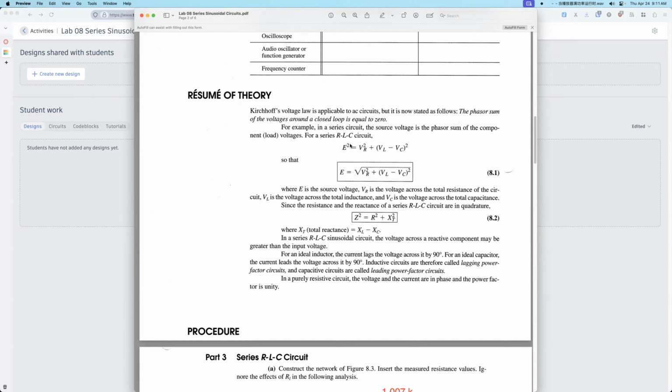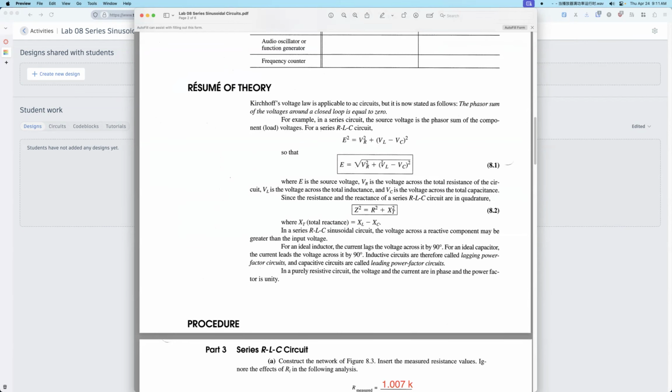For a series RLC circuit, E squared equals VR squared plus (VL minus VC) squared. So E equals the square root of VR squared plus (VL minus VC) squared. For this one, we can measure VR, VL, VC in Tinkercad and then verify this.